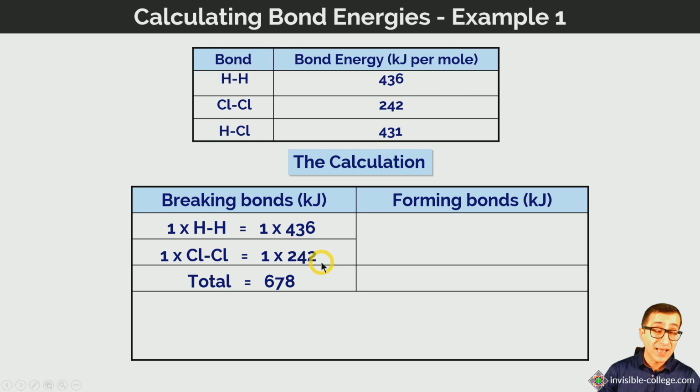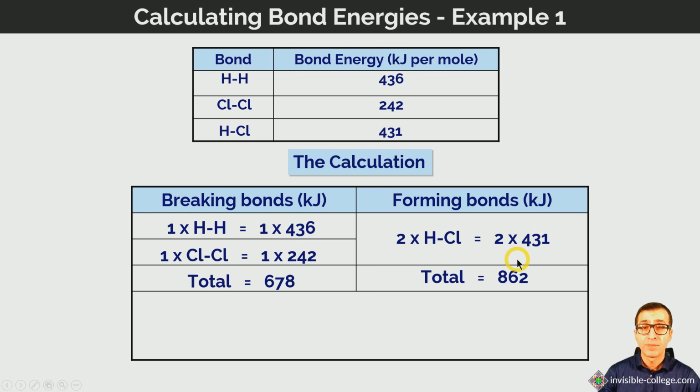Now, in contrast, on the right-hand side of that balanced symbol equation, we had 2 moles of hydrogen chloride molecules. This means that we need to form 2 moles of H to Cl bonds. So we're going to release 2 times this value of energy in kilojoules in forming those bonds.